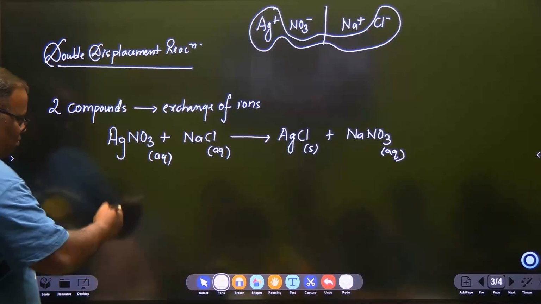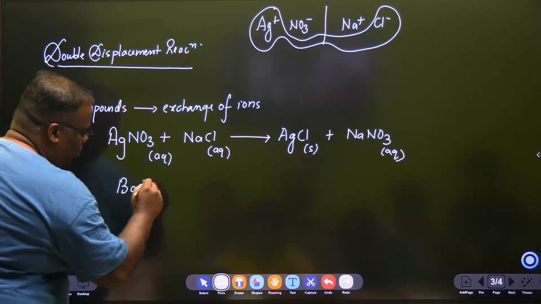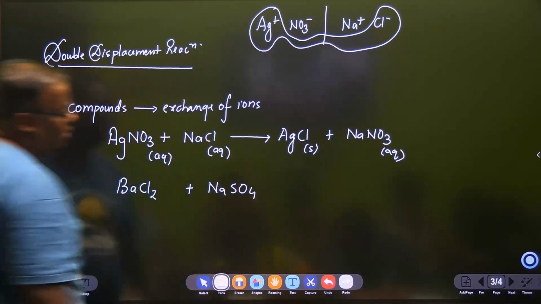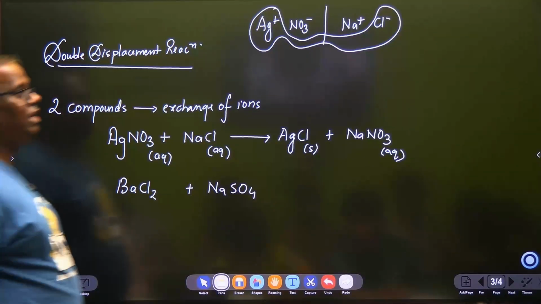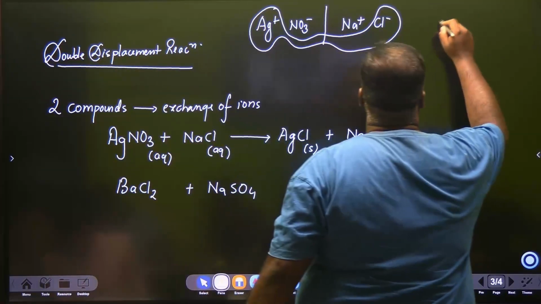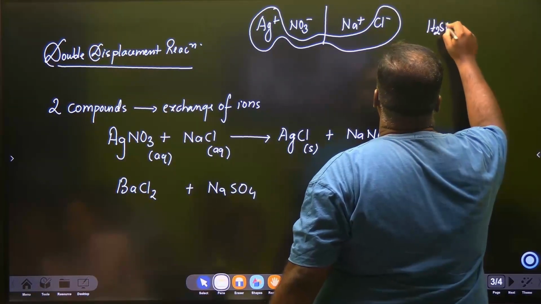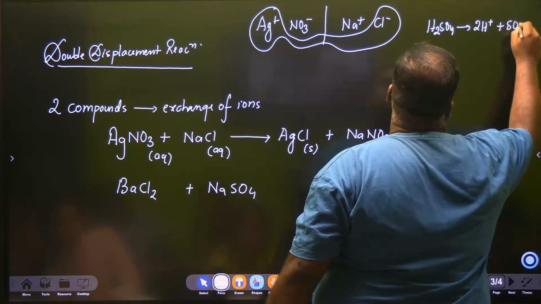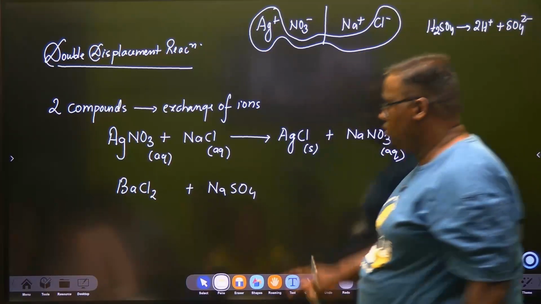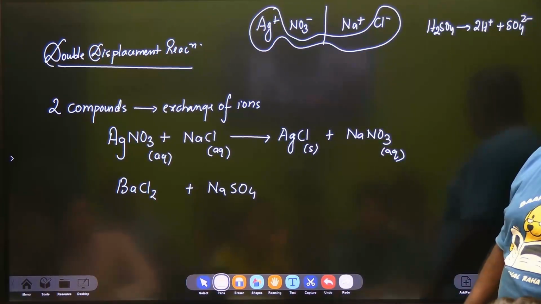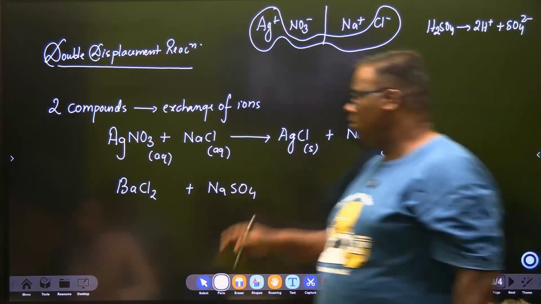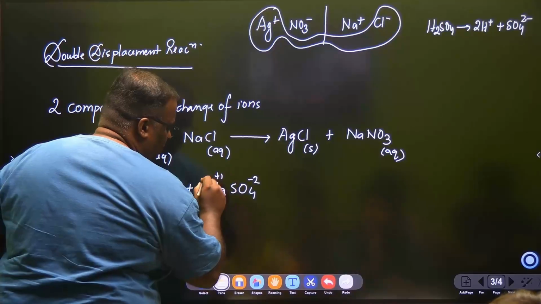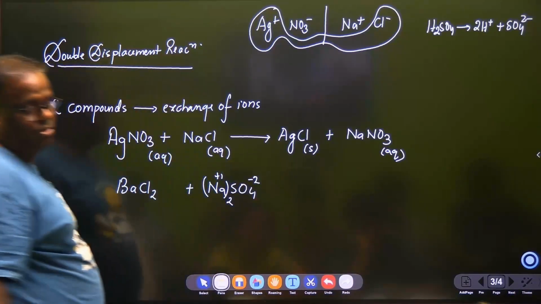And one more example which is very common is barium chloride reacting with sodium sulfate. Now look at sodium sulfate. Let's try to predict it. Sulfate comes from sulfuric acid. H2SO4 will always dissociate into 2H plus, so SO4 will be 2 minus. SO4 is 2 minus, but sodium is 1 plus. Therefore, this is not correct. SO4 is 2 minus, sodium is 1 plus, so it should be Na2SO4.